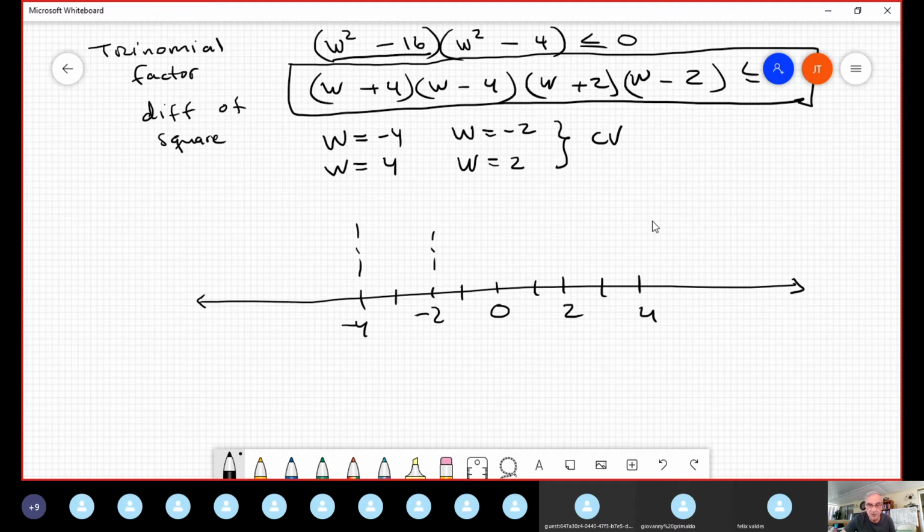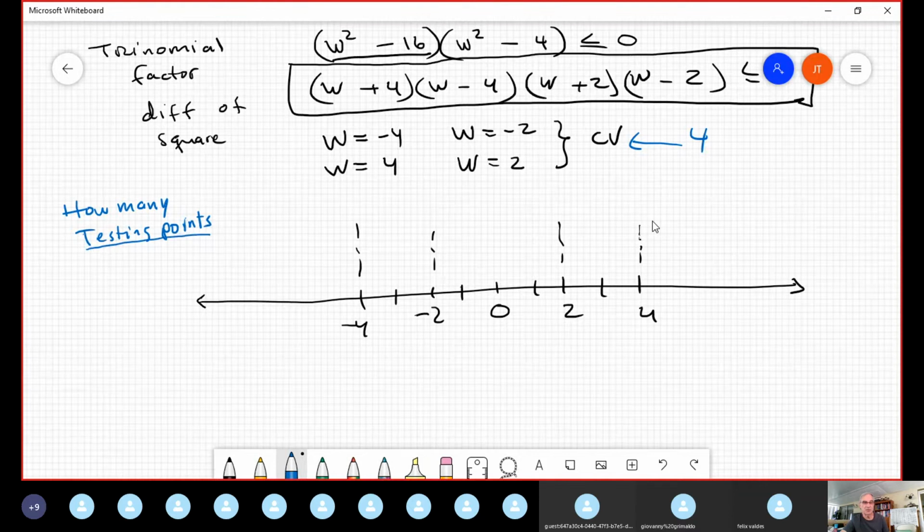Partition, partition, partition, and partition. How many testing points do I need to select? 4? Everyone agrees 4? When you have 4 critical values, actually when you are doing 4 partitions, you get 1, 2, 3, 4, and 5 intervals. Yes or no? And the amount of testing points is equal to the amount of intervals.